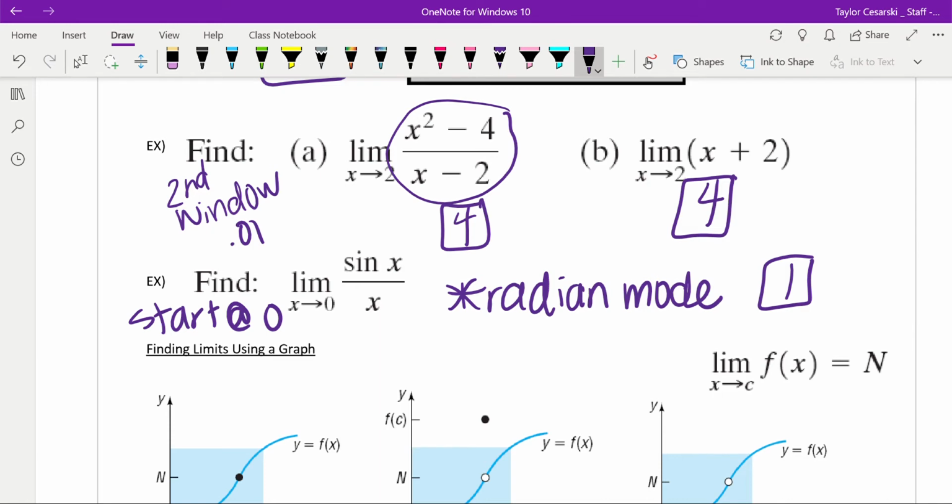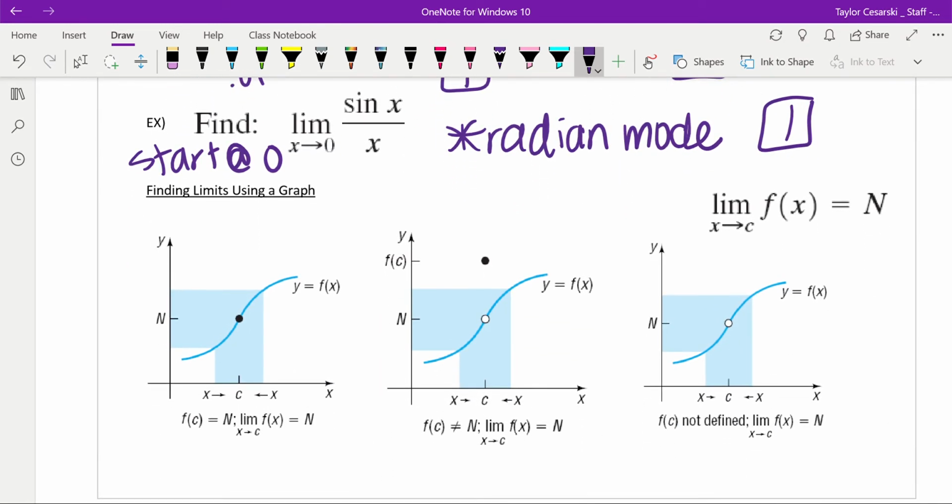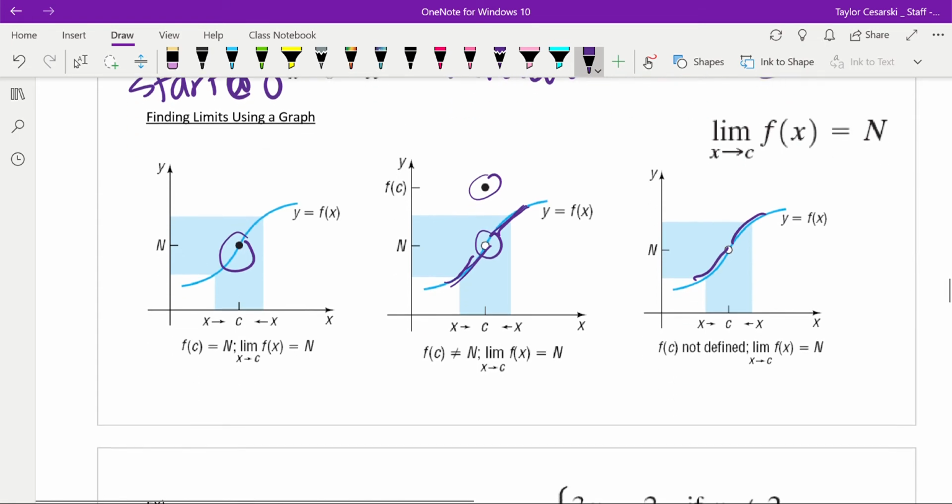Okay. So when we look down at these graphs, you can see that it's approaching from the left and the right. It's going to equal n. Now here, it doesn't actually equal n, the actual point. It's going to equal f of c, but the limit still equals n, so it's approaching from the left and from the right. So f of c, the point, is actually up here, but the limit still equals n. In this one, f of c is not defined, but again, the limit still equals n.